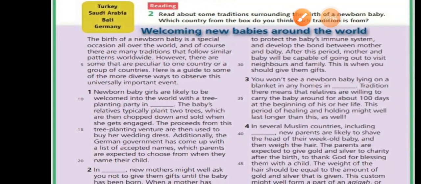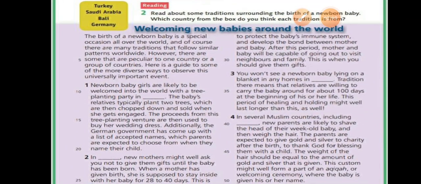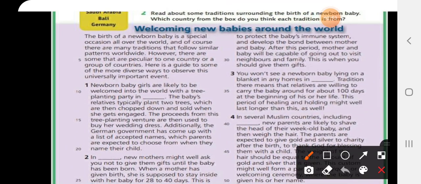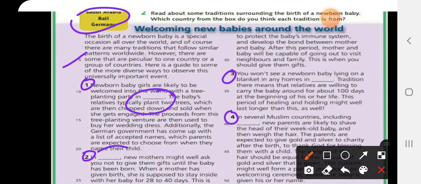Now, here we have 5 texts or 5 paragraphs. عندي 5 فقرات. The introduction المقدمة. And for number 1, 2, 3 and 4 they are what? They are about the traditions for each country. هم فعليا بيحكوا عن العادات لكل دولة من الدول الموجودة عندي في أعلى الفقرة. Here we are going to write the name of the country. راح نكتب اسم الدولة الموجود عندي والمعلومات الخاصة فيها في استقبال المواليد الجدد.